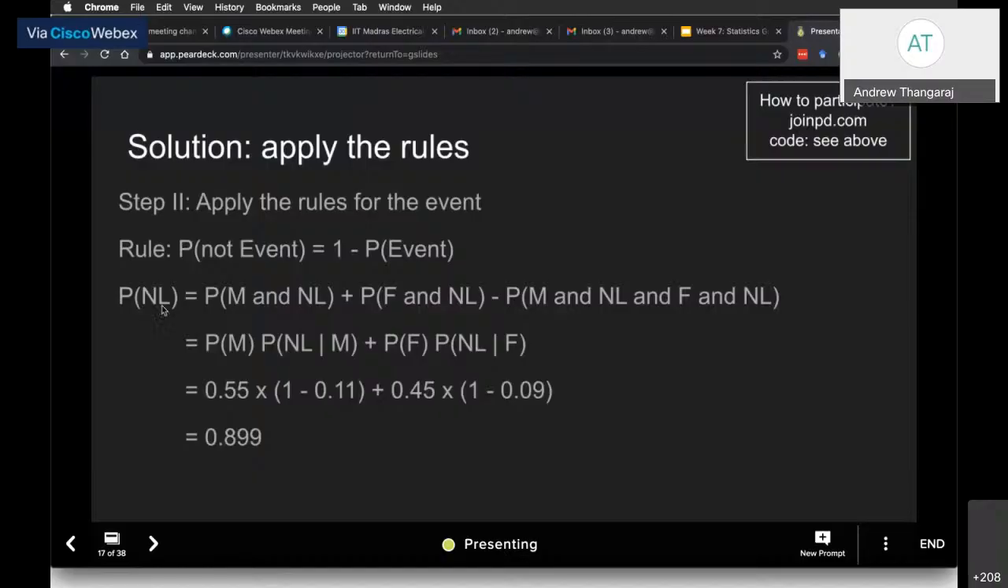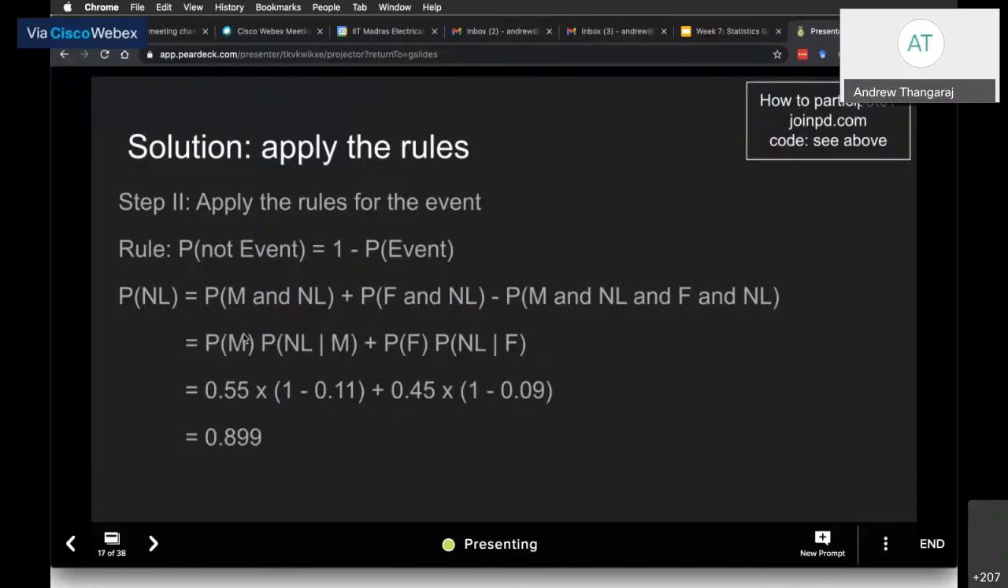The probability of NL is the probability of M and NL plus the probability of F and NL minus the probability of the AND of the two things. Now, in this sample space, M and F, it cannot be both M and F. That's how the sample space has been defined. 45% is female, 55% is male. So M and F ends up being empty. So that becomes an empty event, and that probability goes to 0.